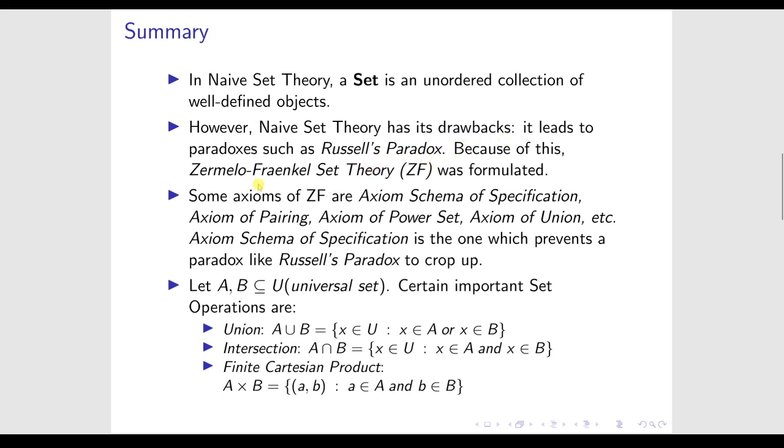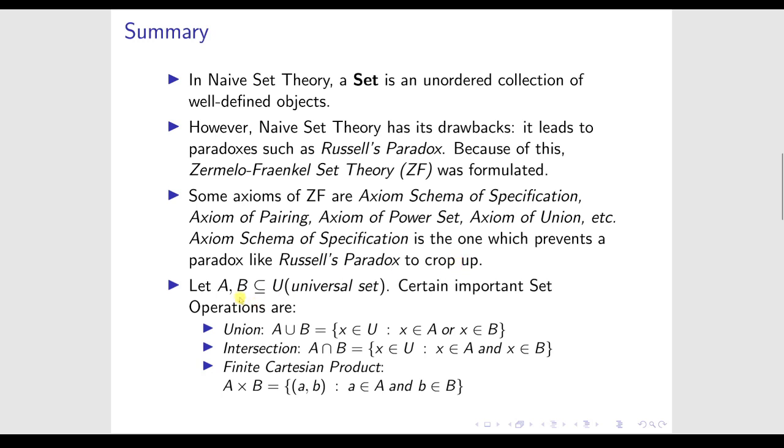Because of this, Zermelo-Fraenkel set theory, ZF, was formulated. Some axioms of ZF are axiom schema of specification, axiom of pairing, axiom of power set, axiom of union, etc. Axiom schema of specification is the one which prevents a paradox like Russell's paradox from cropping up.